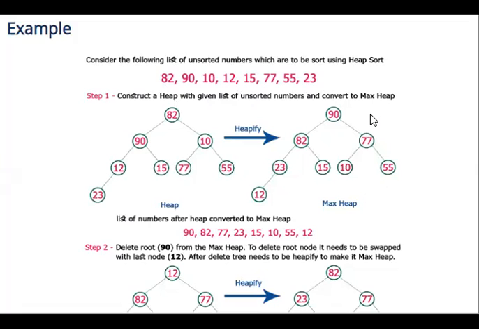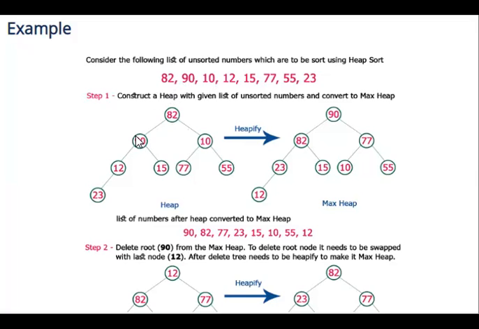Now we construct the unsorted list in binary tree format. First, the first element is the root node, and the left subtree and right subtree are considered as 90 and 10.